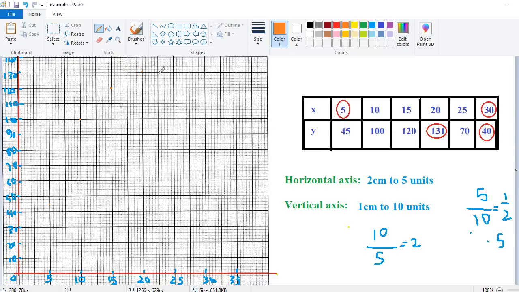There you go. And we have 25 and 70. So we come up to 25, look for 70, and we stop right here. And there we go. Great. Next is 30 and 40. So we come up on 30, and we look for 40, and we stop right there. Done. Very good. And we've completed our points. Perfect. Alright, so that is it.